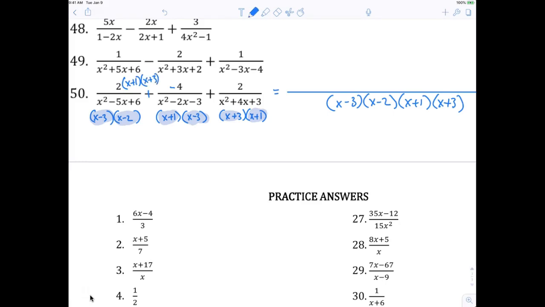I'm confused. Why do you multiply those 2 against 2? Are you asking me why am I multiplying this here? Yes.